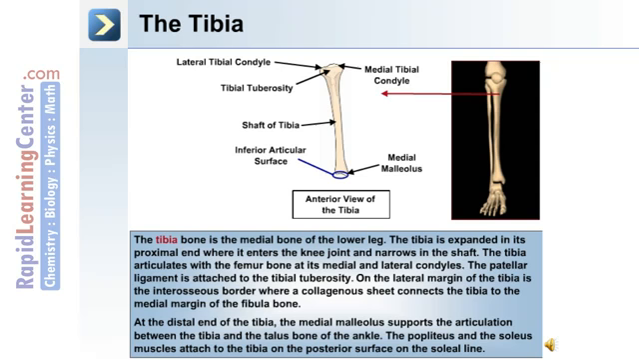The tibia is expanded in its proximal end where it enters the knee joint and narrows in the shaft. The tibia articulates with the femur bone at its medial and lateral condyles. The patellar ligament is attached to the tibial tuberosity. On the lateral margin of the tibia is the interosseous border where a collagenous sheet connects the tibia to the medial margin of the fibula bone. At the distal end of the tibia, the medial malleolus supports the articulation between the tibia and the talus bone of the ankle. The popliteus and soleus muscles attach to the tibia on the posterior surface on the soleal line.